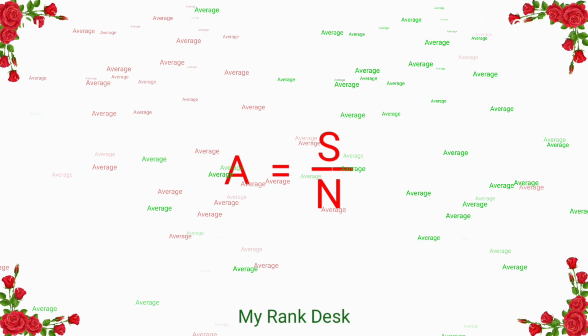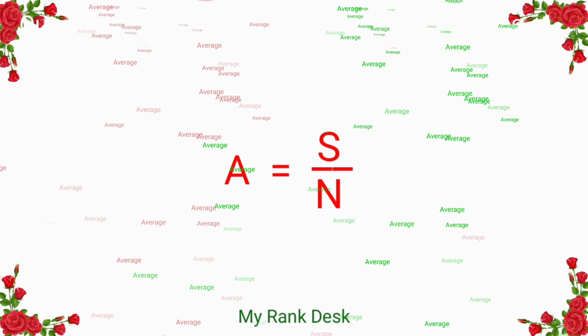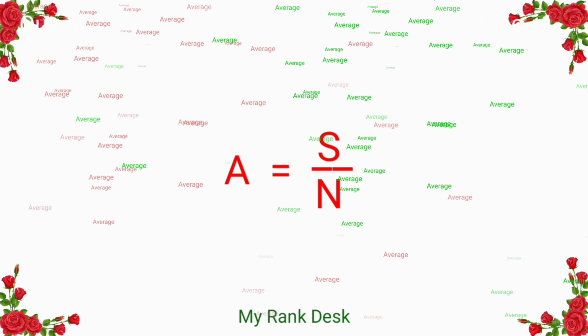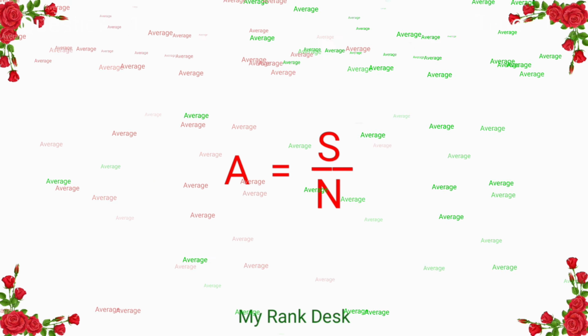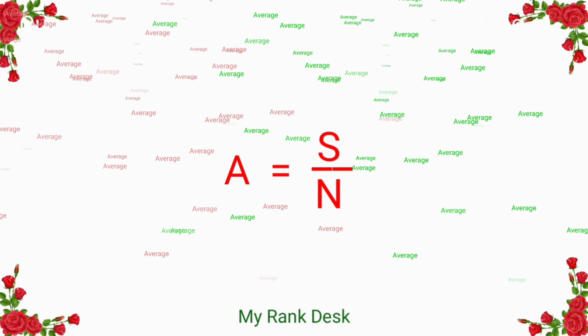We can use a formula A equal to S by N to find average of some observations, where A is the average of the observations, S is the sum of the observations, and N is the number of observations.